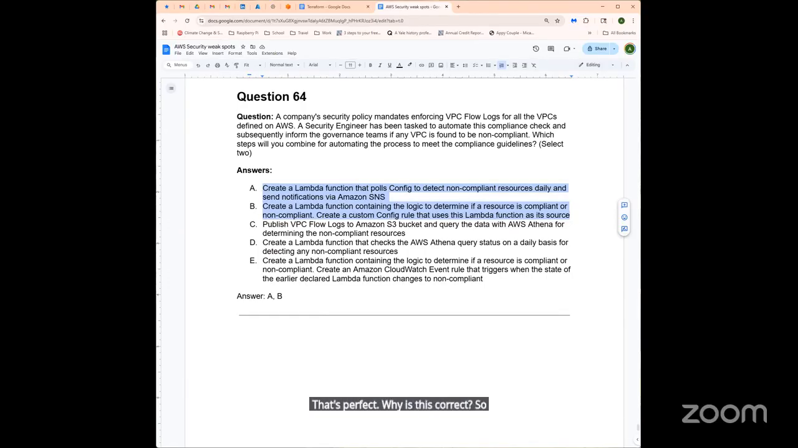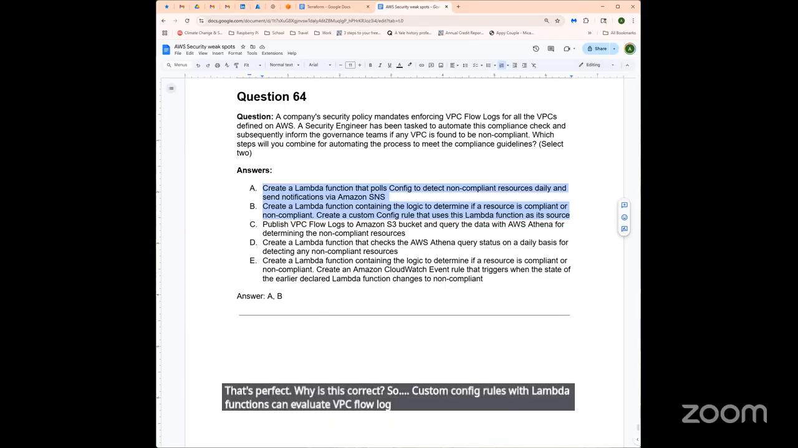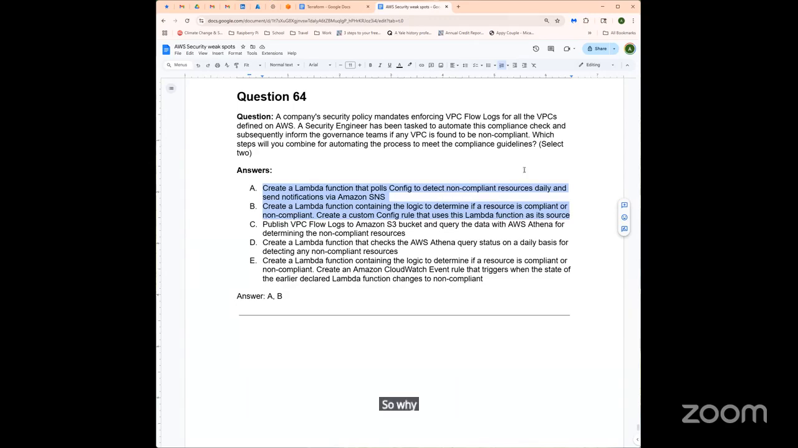Custom Config rules with Lambda functions can evaluate VPC flow log compliance. And then a second Lambda function can poll Config for non-compliant resources and send the SNS notifications to the governance teams. So why are the rest of these incorrect?